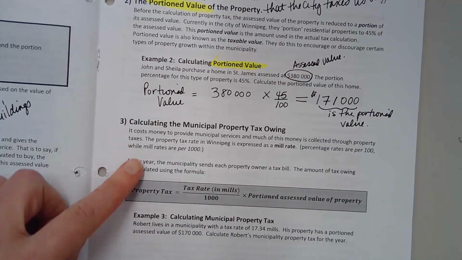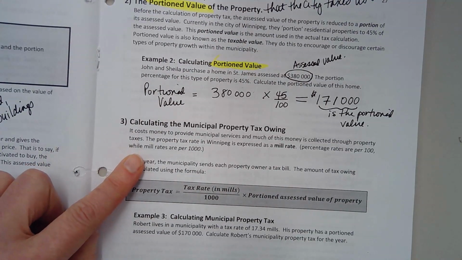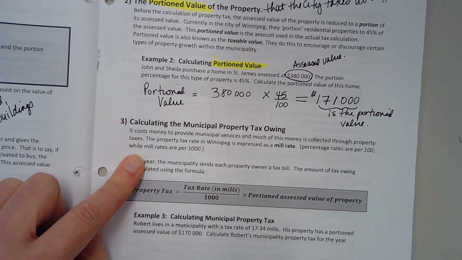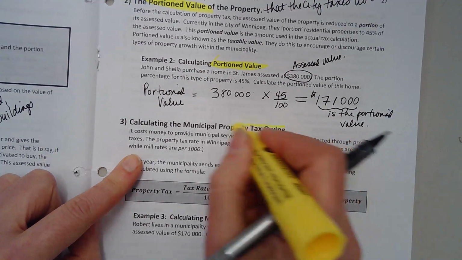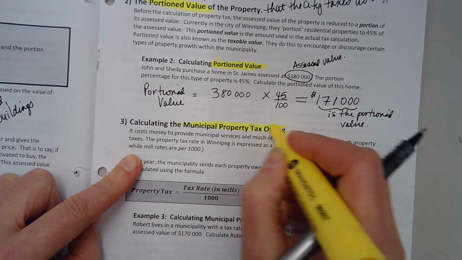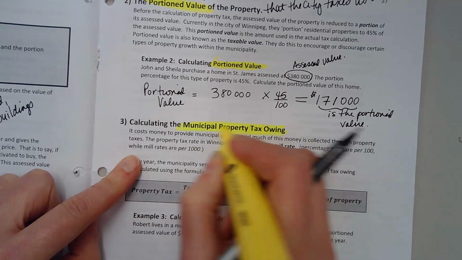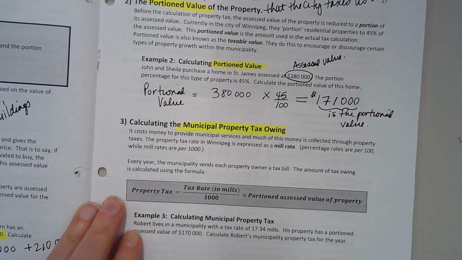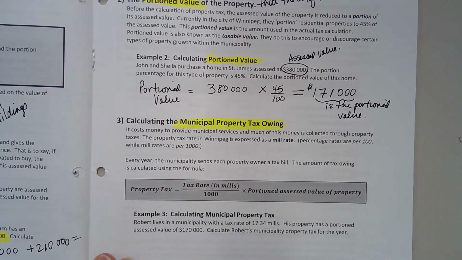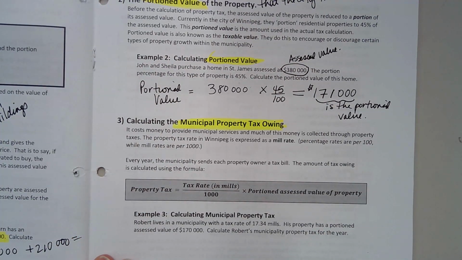All right, now this is the big lesson. This is the big part of the lesson. Calculating the municipal property tax owing. So this is how much you're going to have to pay to the city of Winnipeg, and taxes, it's kind of like income tax. They come due every year.